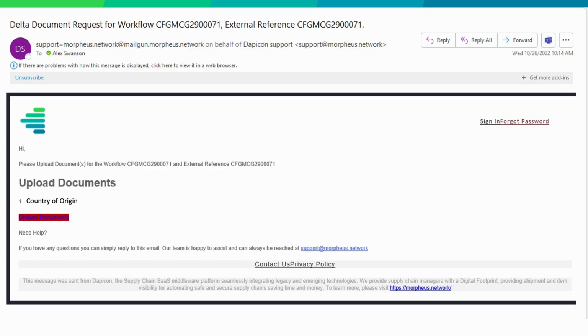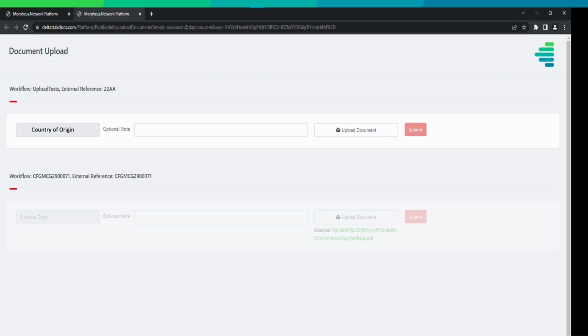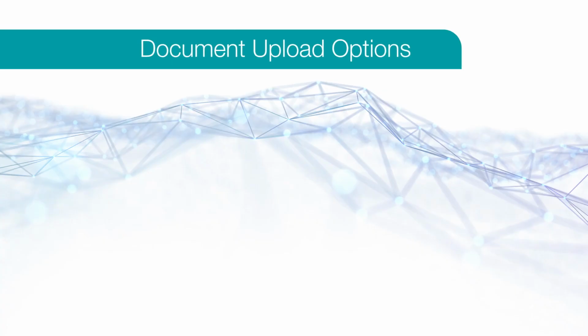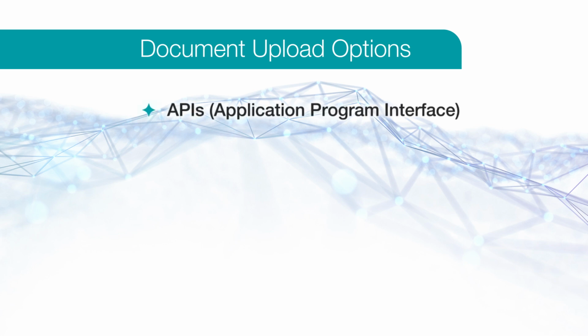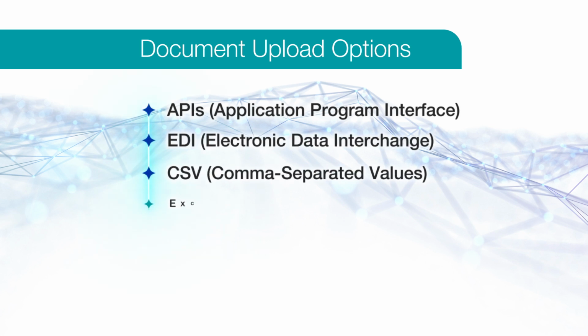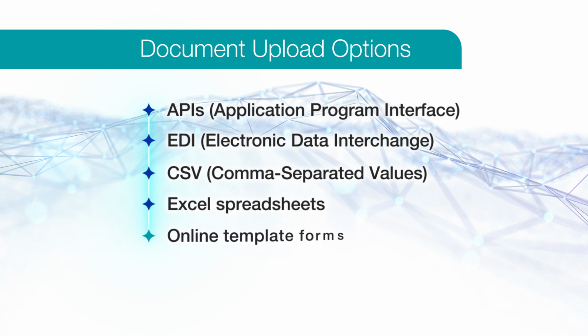The person responsible for obtaining and uploading the document will receive an email notification soon, like the one shown here, to remind them that this task is still outstanding. When the user clicks the link shown in the email, they are brought to this page where they can upload the appropriate document. The document status will be automatically updated. To simplify the document upload process, we offer several options, including Application Programming Interface, or API, EDI, CSV files, Excel spreadsheets, and online template forms.